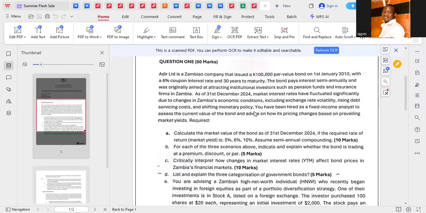So we're going to look at question number 1 in evaluating a bond. Bonds, we know, are long-term debt instruments that can be issued by a government or a company. So we have what we call coupon bonds. These are bonds that offer a certain interest that we call a coupon interest. Bond valuation falls under the principle of time value of money.